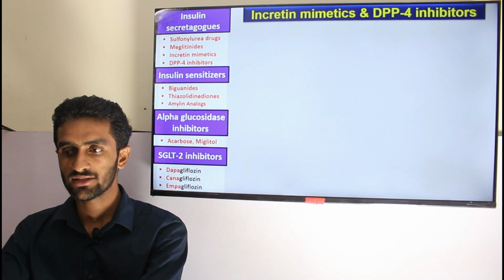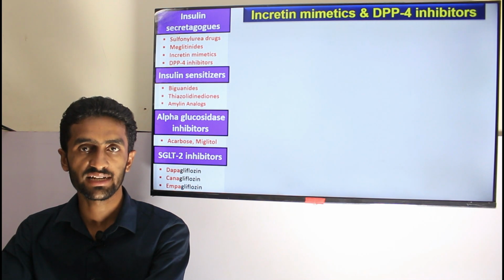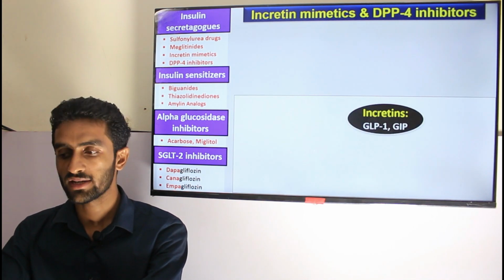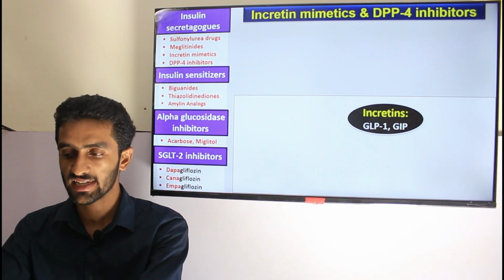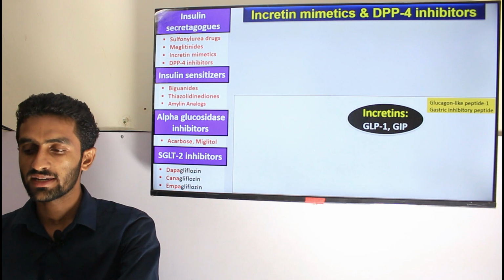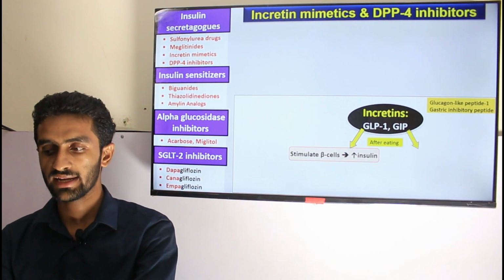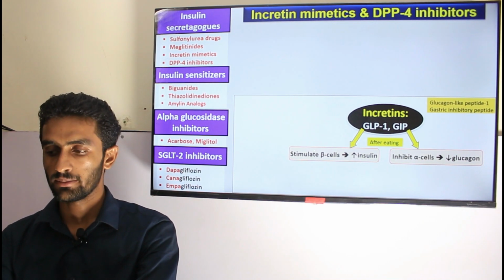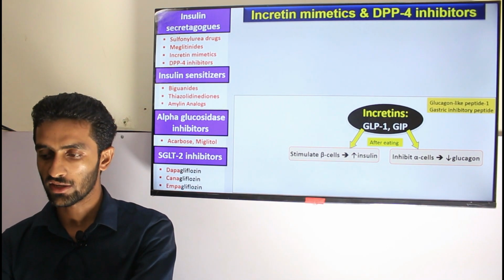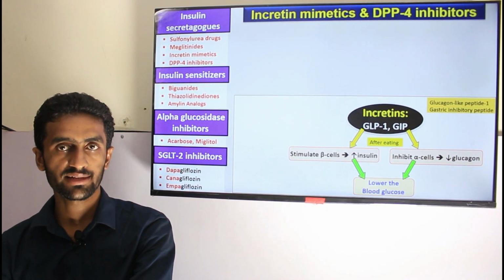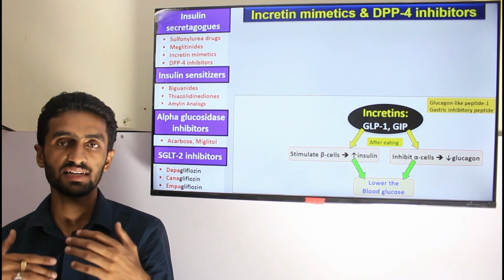Let's look at the incretin mimetics and the DPP-4 inhibitors. What are incretins? These are actually gut hormones, especially GLP-1 and GIP. GLP-1 means glucagon-like peptide 1, and GIP is gastric inhibitory peptide. What is their action? After eating, they increase the insulin level and decrease the glucagon level, by stimulating the beta cell to increase insulin and inhibiting the alpha cell to decrease glucagon. So both things decrease the blood glucose. Their levels increase after eating.